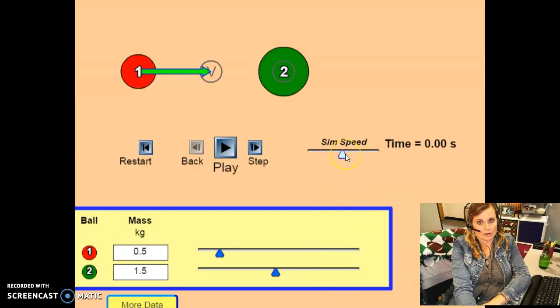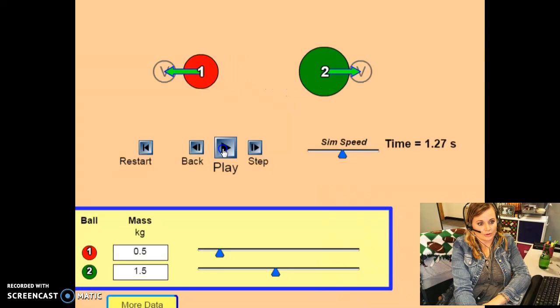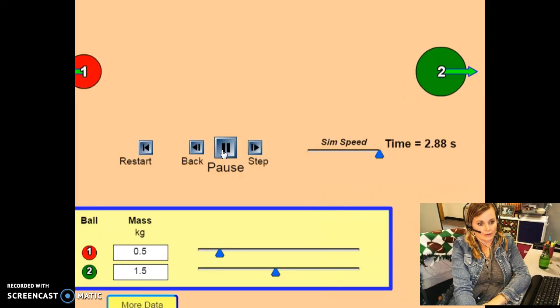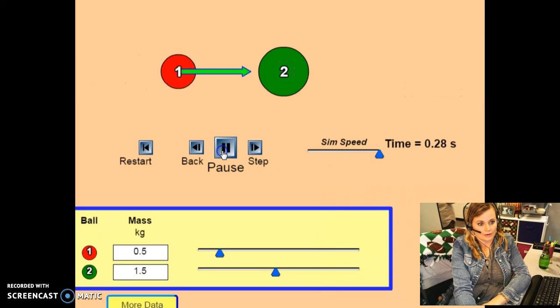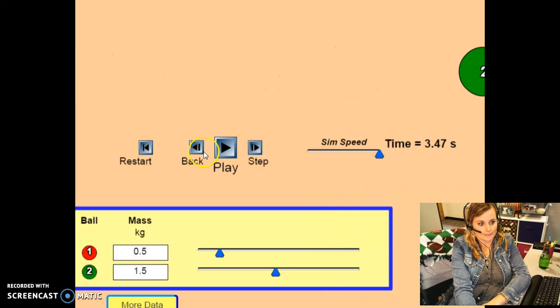This sim speed here, by the way, is just how fast the sim runs. So, if I want to make it real slow, or I want to speed it up, let's restart it. The sim just runs quicker, right?